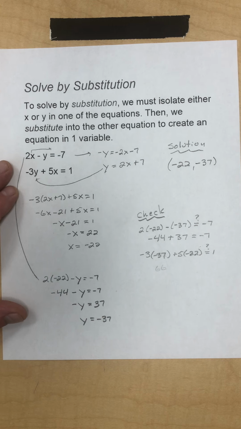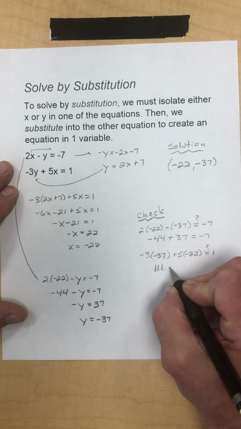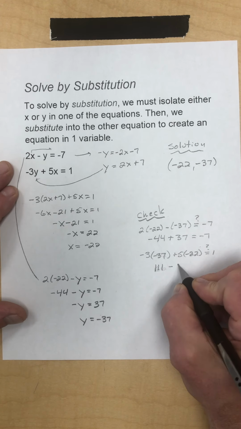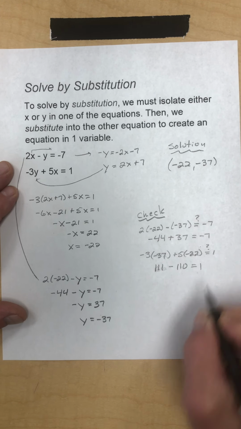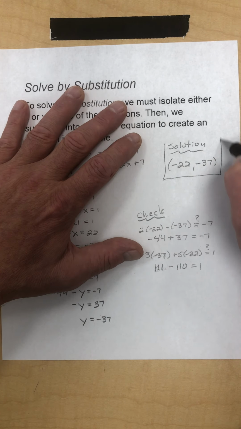So this would be a positive, I think I know what it is. 3 times 37, that's a positive 111. And this would be a negative 110 equals 1, and clearly that works out. So we should feel good about this solution, and we're in good shape there.